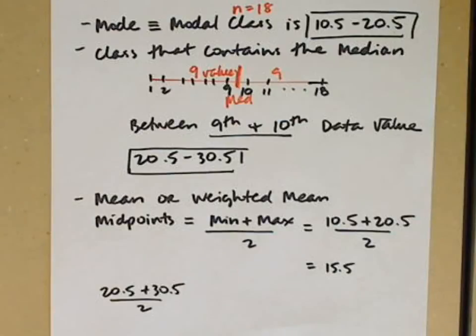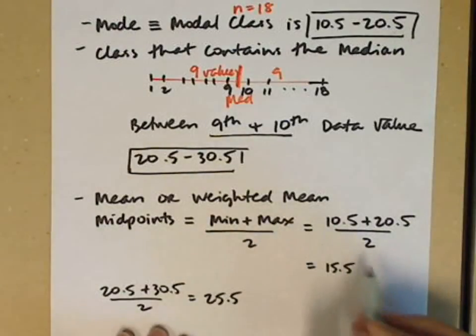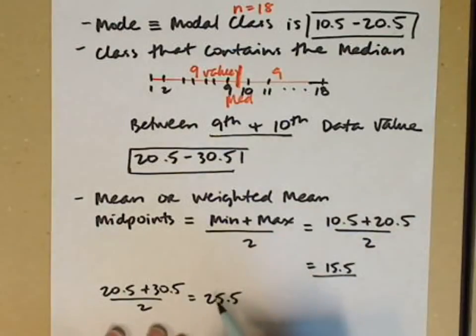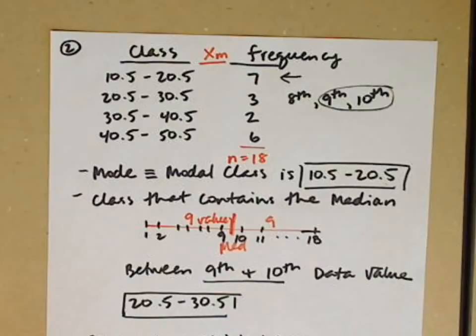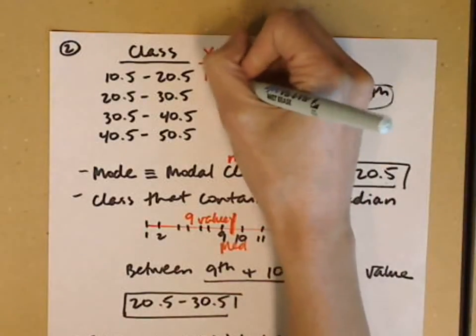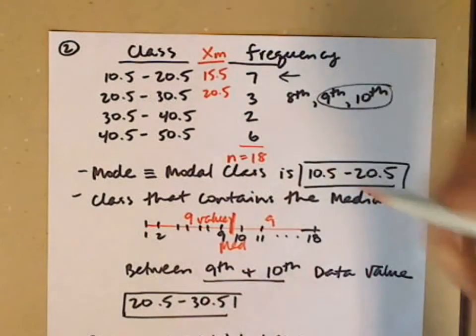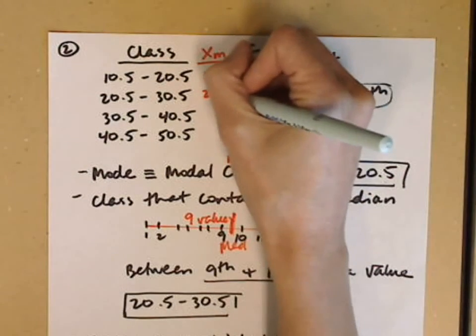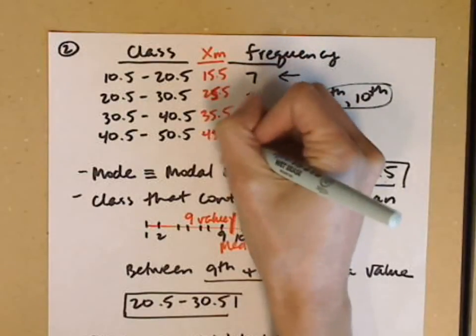So if I repeat that, I find a pattern, which means I don't need to keep going. So I have 15.5 for the first midpoint, 25.5 for the second midpoint. So I notice that they're 10 apart. So as I go up to my frequency distribution, I can just fill those in. 15.5, 25.5, the next one then, 35.5, and 45.5.